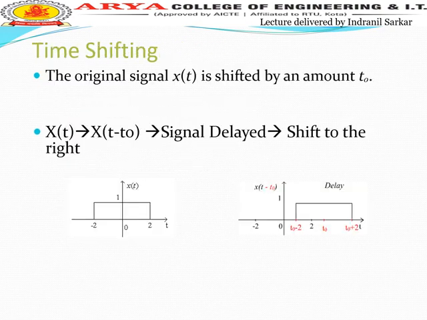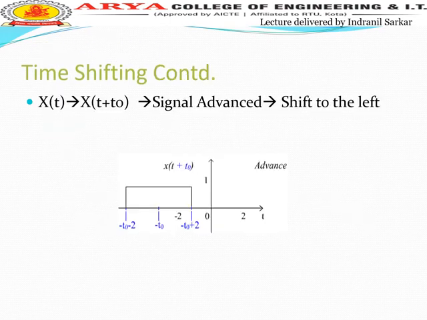This is the main signal x(t). When the signal is x(t + t0), the endpoints -2 and 2 become -t0 - 2 and -t0 + 2. The signal is shifted to the left, and the signal is the advanced signal and is represented as x(t + t0) over here.